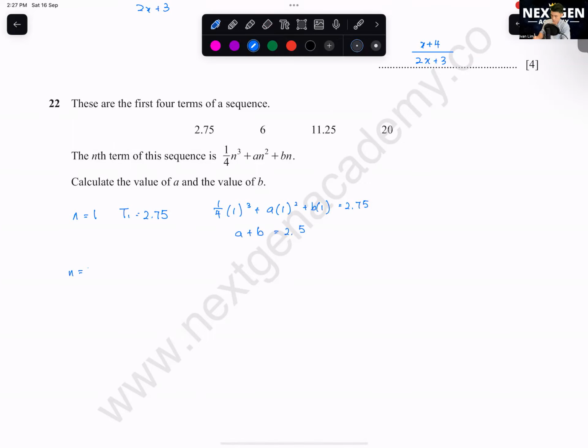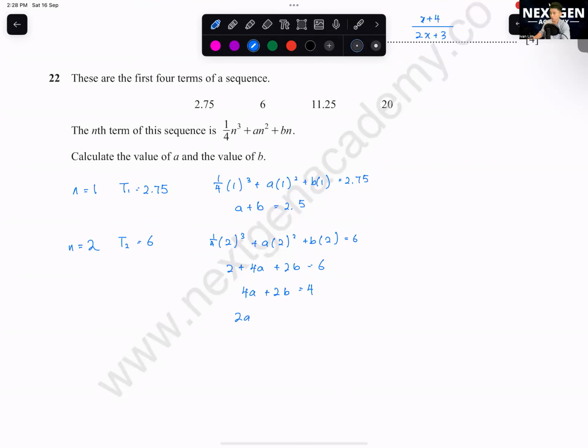Okay, second term, n equals 2. My t2 is equal to 6. So let's sub this in. Plus a times 2 squared plus b times 2 equals 6. Sub it in, open out the bracket. You'll get 4a plus 2b equals 4. Divide it by 2 because I want to simplify it. You get 2a plus b equals 2.